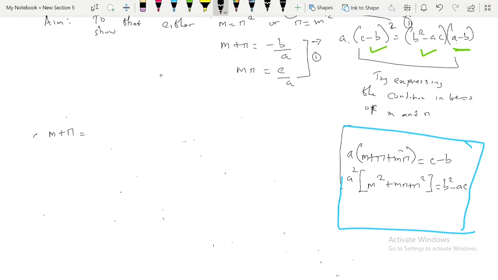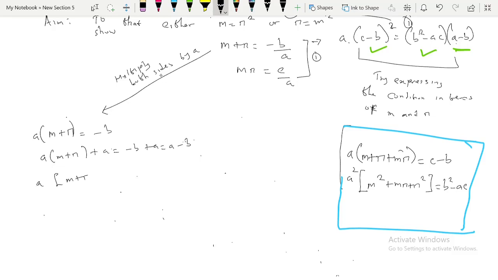m plus n, right? Then I add a to both sides. From this, multiply both sides by a to have a. So then I add a to both sides, it will be minus b plus a, which is a minus b. So we have a into m plus n plus 1 is a minus b, right?